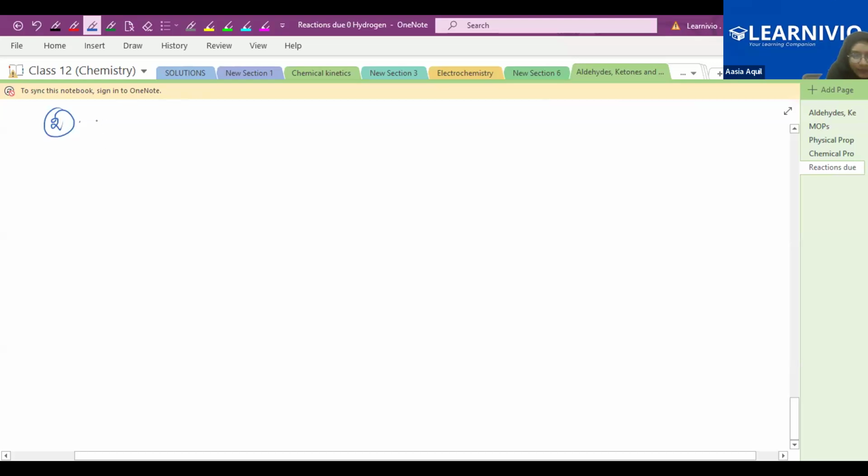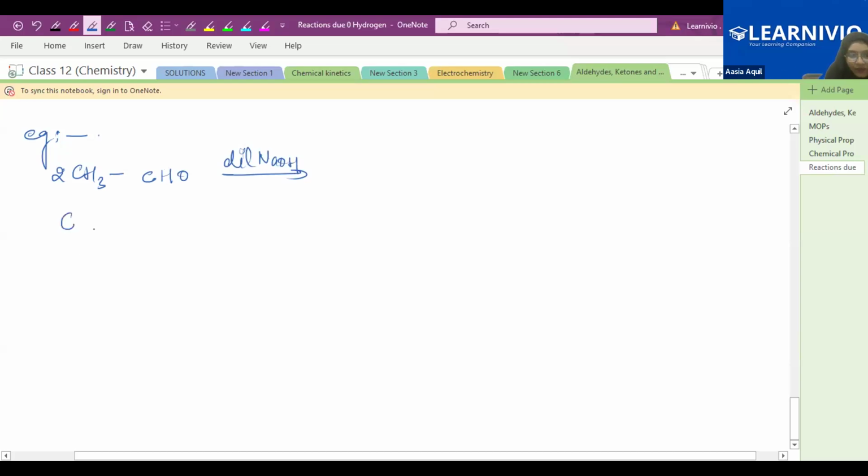Now another example. First let's understand something. If we don't have to write the mechanism, then how can we write down the product only? Suppose we have CH3CHO, 2 moles of this, with dilute NaOH. If you are writing 2 moles of CH3CHO, so what is this? This is a self-condensation, self-aldol condensation.